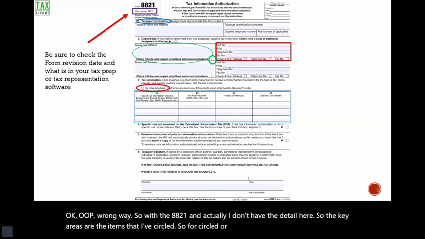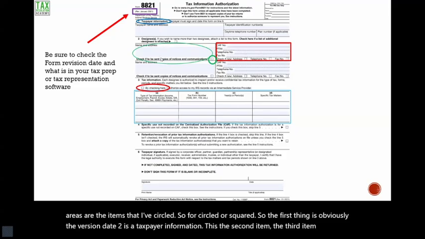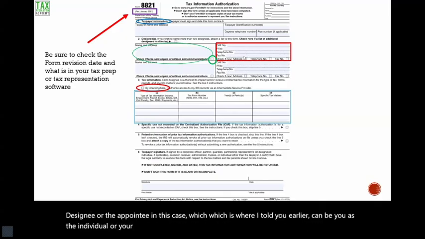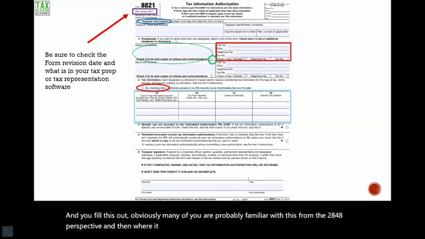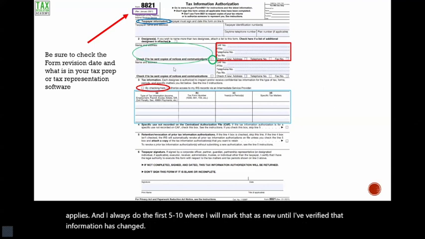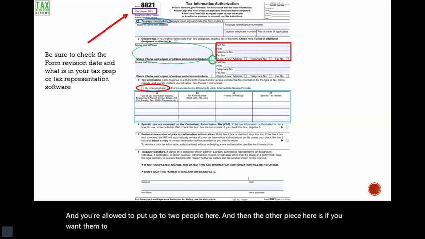The third item is the designee or the appointee in this case, which, as I told you earlier, can be you as the individual or your firm name. And you fill this out. Obviously, many of you are probably familiar with this from the 2848 perspective. And where it says new, obviously you're going to mark those boxes if it applies. I always mark the first 5 or 10 as new until I've verified that that information has changed. You're allowed to put up to 2 people here. And the other piece here is if you want them to receive notices, you're going to check that box.